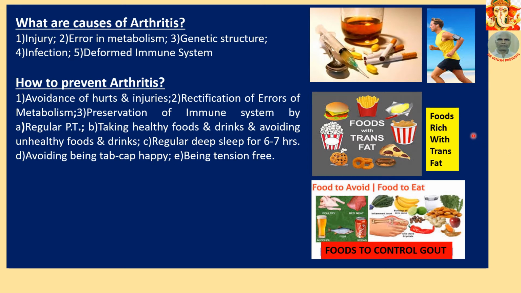Here, what is to be avoided and what is to be done has been shown. Foods to control gout. These are foods with trans fat. This is very, very dangerous for health actually. Trans fat may not directly affect arthritis, but overall health will be affected by this trans fat. So when health is affected, there will be arthritis also. And these are the foods to control gout. This has already been shown in the previous slide.